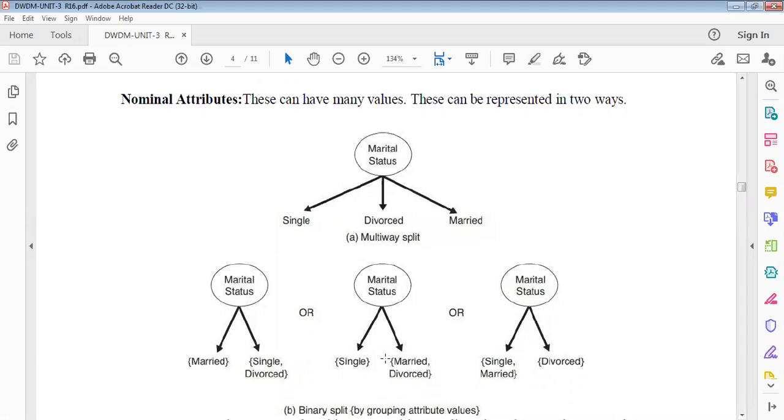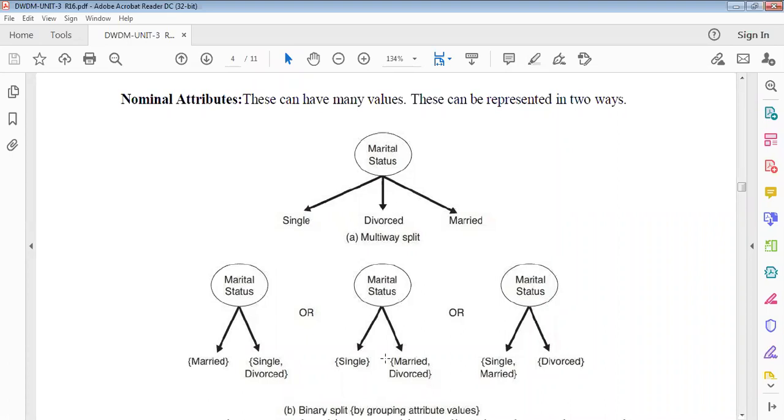Next is the binary split for nominal attributes. For example, consider the marital status of a person: married, single, divorced. Here, married is taken as true, and the other two, single and divorced, are taken as false. Similarly, single is taken as true, and the other two, married and divorced, are taken as false.